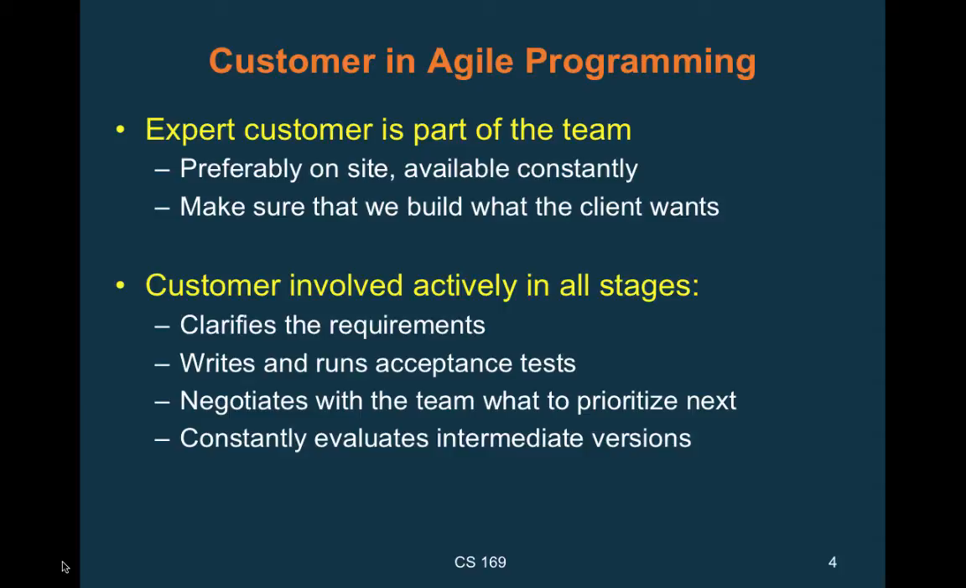Very often, you can't implement everything in one iteration. So who's going to help you prioritize what to implement? The customer can help. And again, evaluating intermediate versions and then deciding what needs to be changed. Those of you who actually have an external customer for a semester project, you should really be in close contact with the customer. More so now in the beginning because there's a lot more of these verification requirements, but after every iteration for sure.